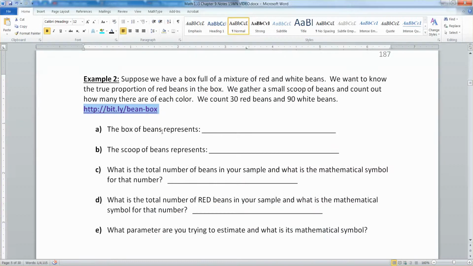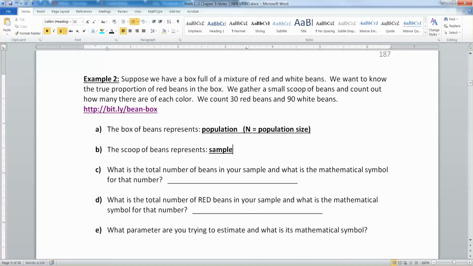Speaking of which, that's the first thing they say is, what is the box? Well, the box is the population, right? And just on a little side note, because when I taught this in class, some students had forgotten that the population size is equal to capital N. So it's the amount of beans in the whole box altogether. All right. Then the scoop of beans represents a sample.